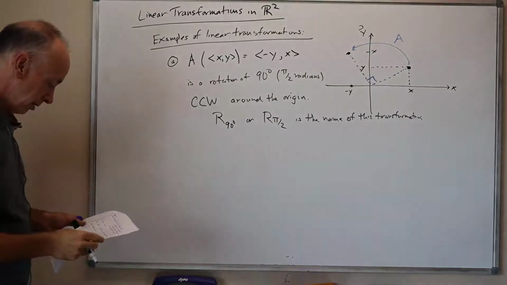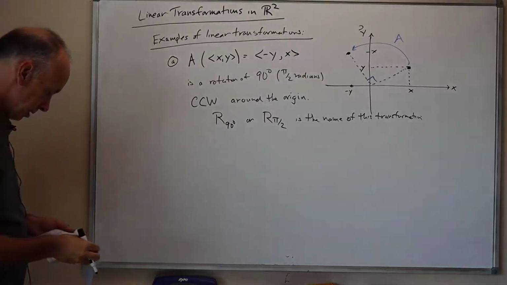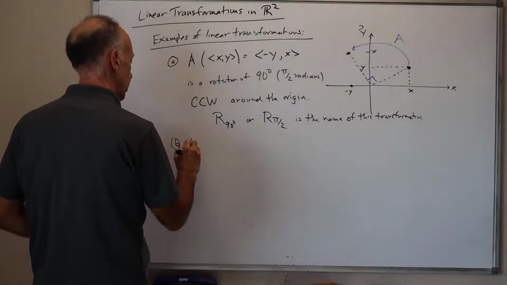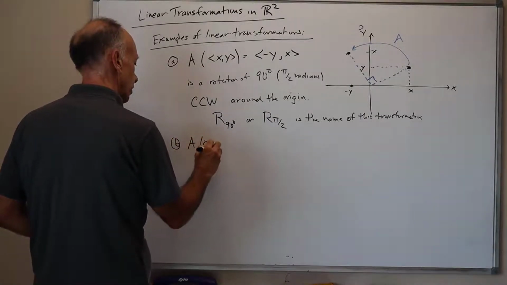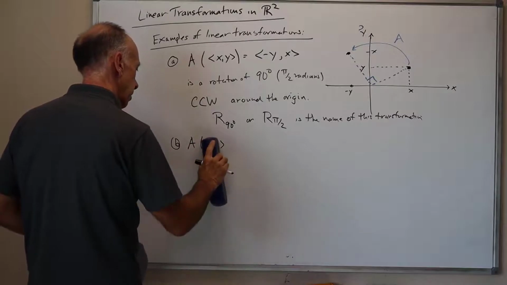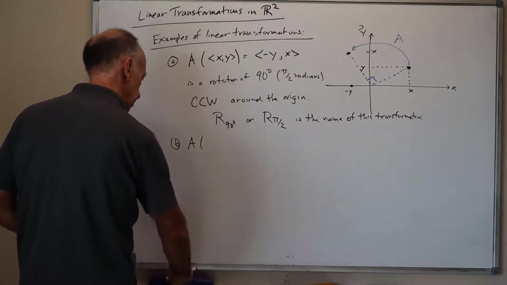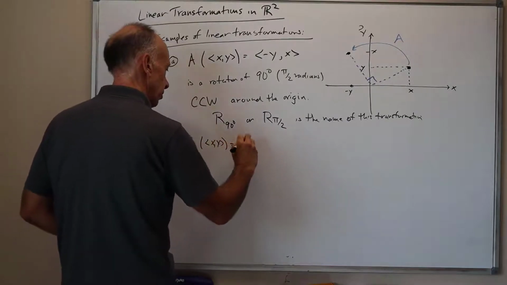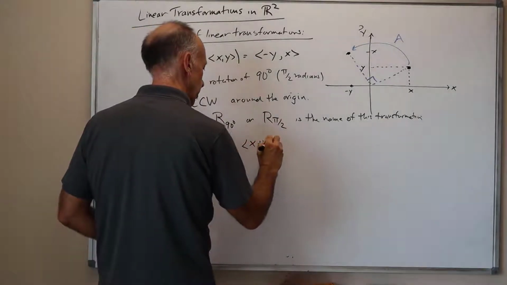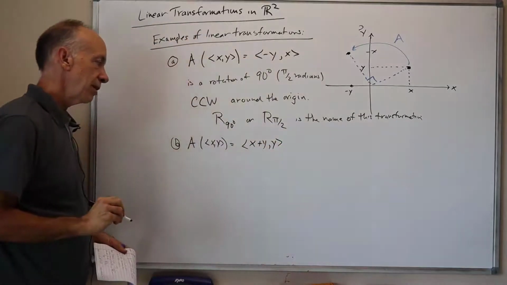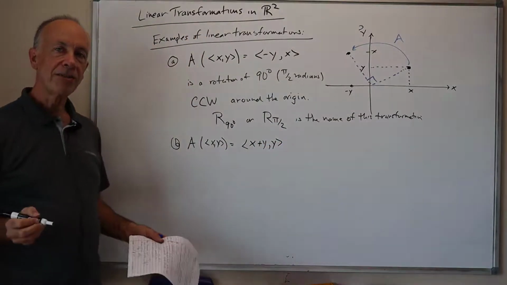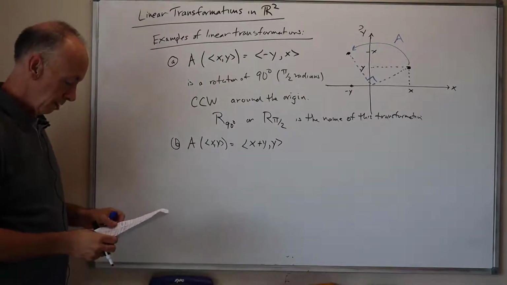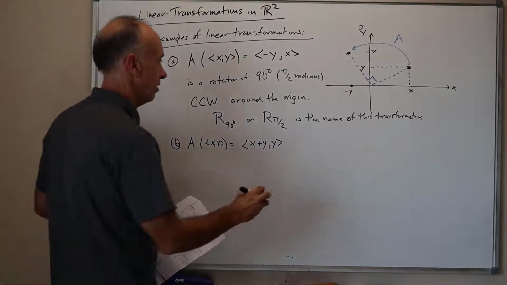Okay, so that was the first example. The second example is with something like this. A of the pair xy is equal to x plus y, comma y. So we'll see in the next lecture this is a shearing transformation. I'm not going to draw too much for it right now, but you can easily check that it's linear. This is also linear.